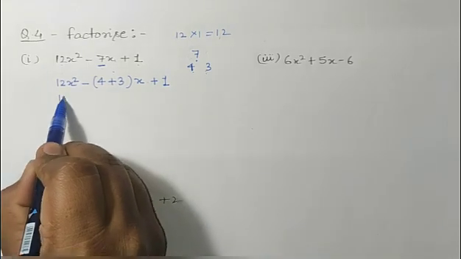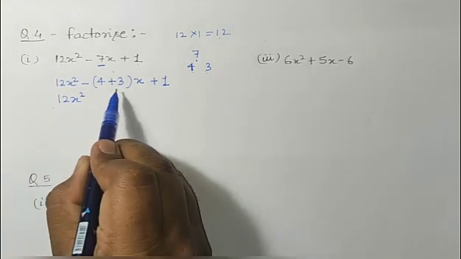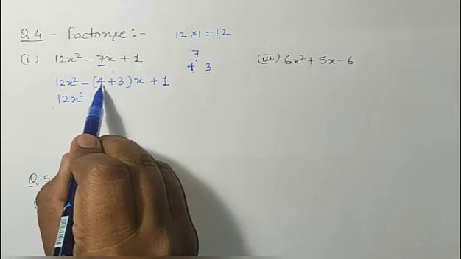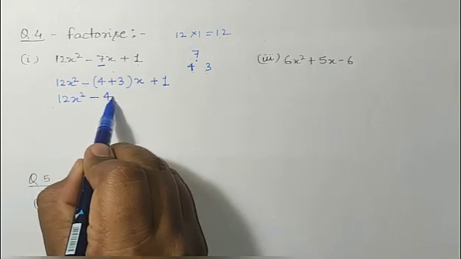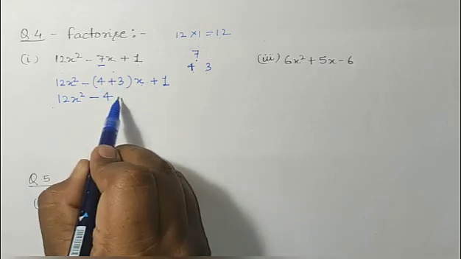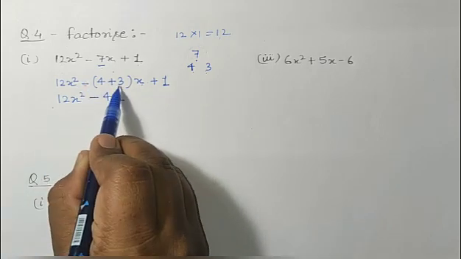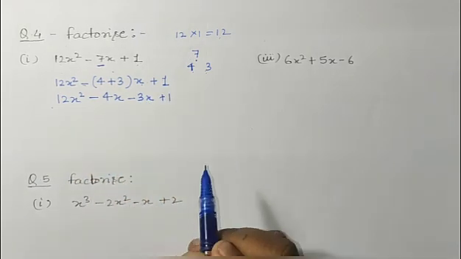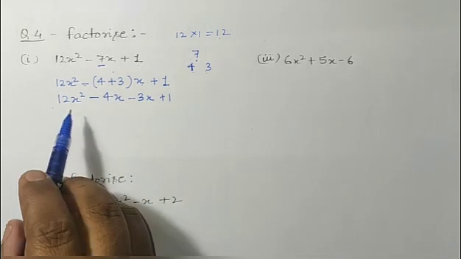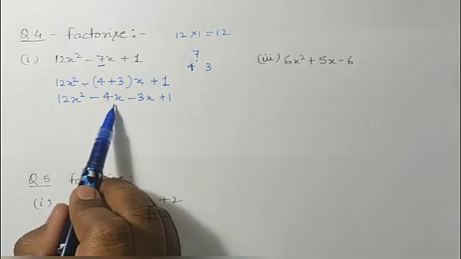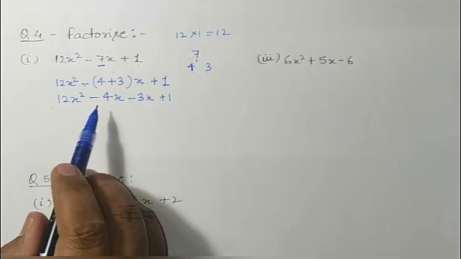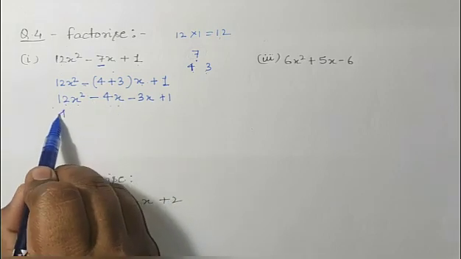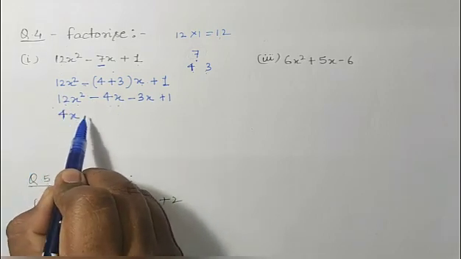Now students, we will open the bracket. When we open the bracket, it will be minus 4, and x is also there, so you will multiply x also, and here it is minus 3x plus 1. Now we will take common in the first two. What maximum term can we take common? It is 12x square and it is minus 4x, so we can take a maximum of 4x as common.